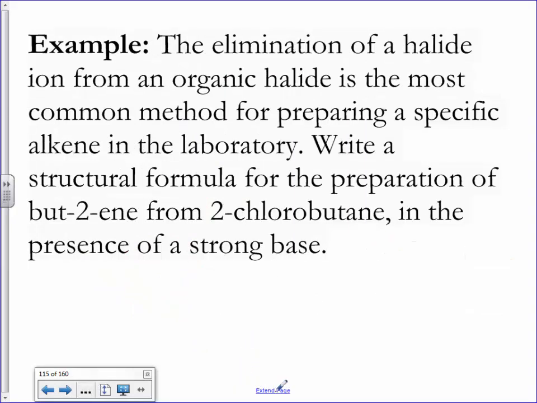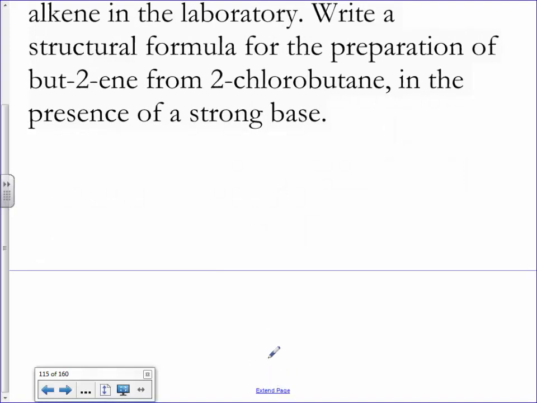Okay, let's try an example here. I want for you guys to write a structural formula for the preparation of butene from 2-chlorobutane. We're going to try to write this reaction here. So let's start with 2-chlorobutane. What would a 2-chlorobutane look like? Well, butane would be 4 in a row. And on the second one, whichever side we start going from, on the second one we need a chlorine. So I'll do it that way. And I'm actually going to go through and write out all the hydrogens this time, just so hopefully we can see them all.